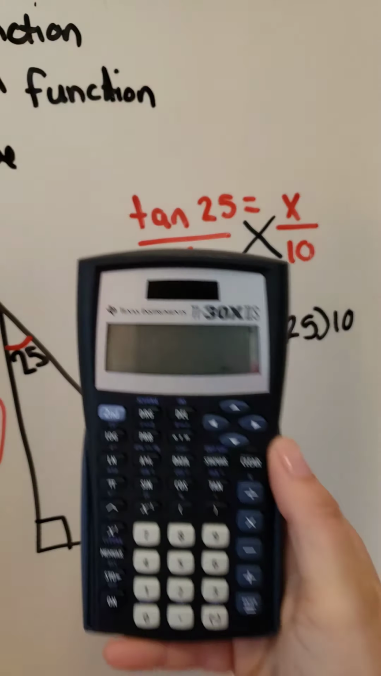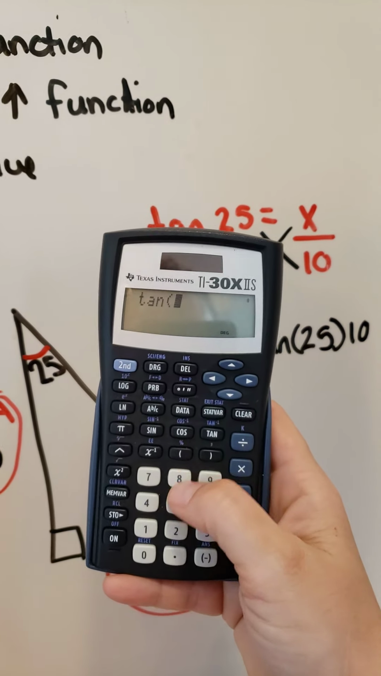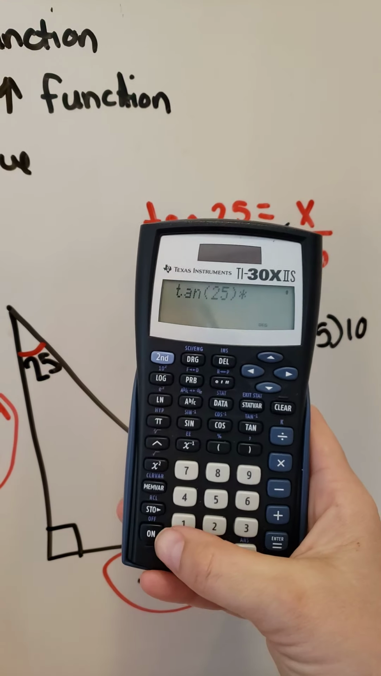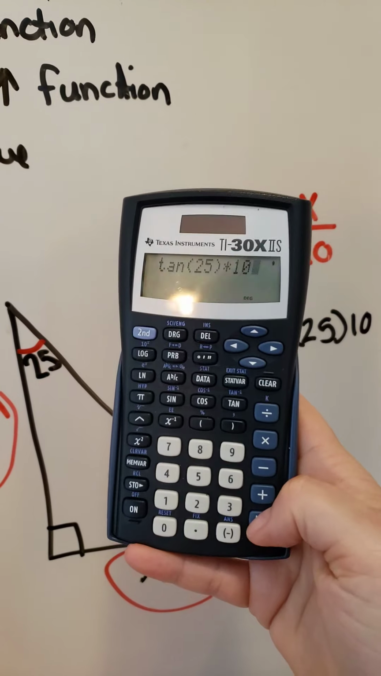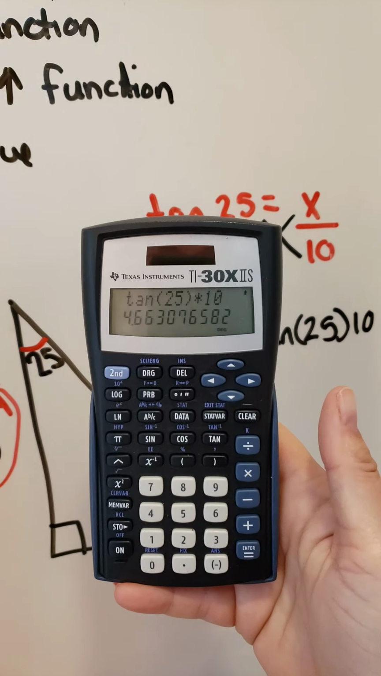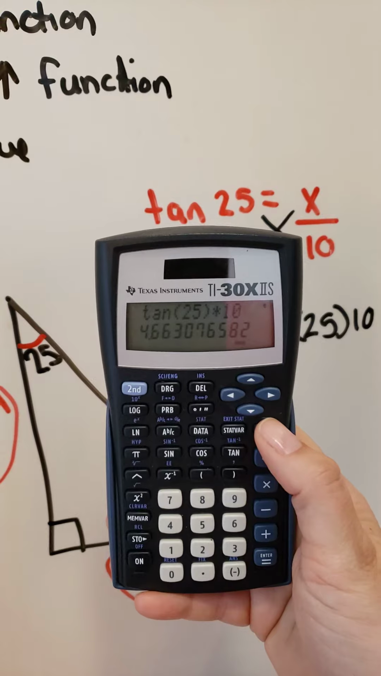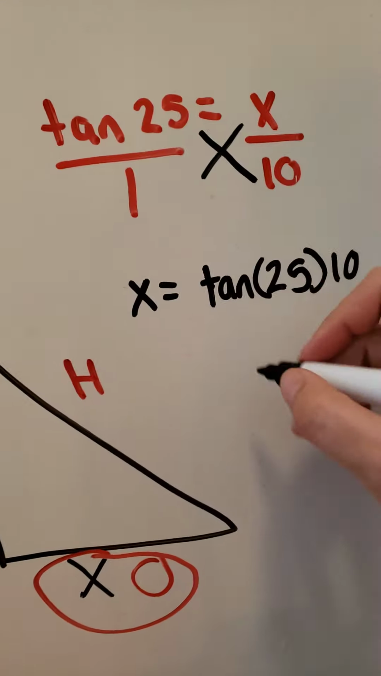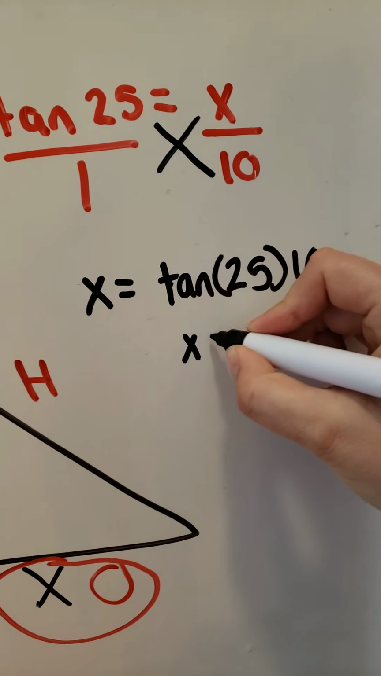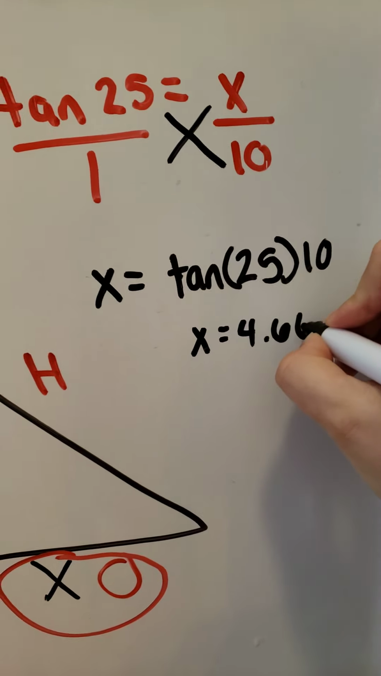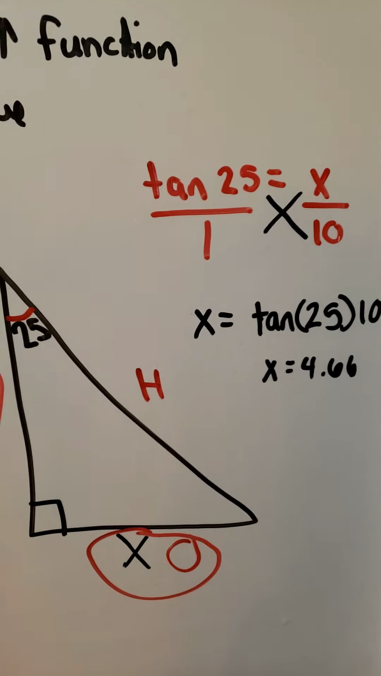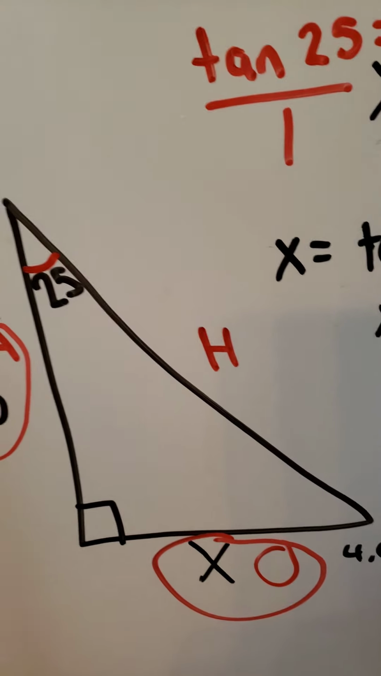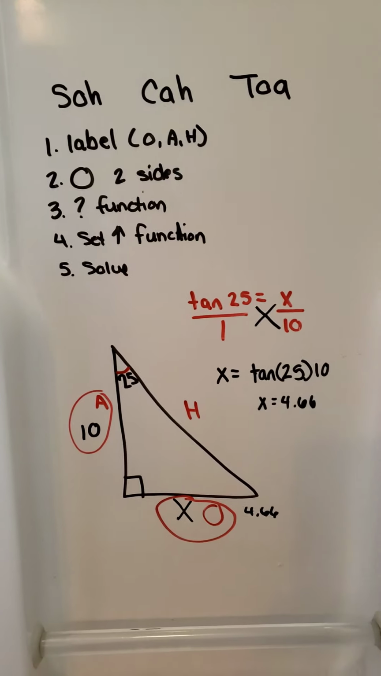Okay. And then we are just going to take our calculator. Let's clear this out here. And we're going to type in tangent 25, close my parentheses, times 10. Enter, and you get 4.66. Now we're going to round to the nearest hundredth, so we're going to leave that as 4.66. Okay, x equals 4.66. All right, and that means that this value down here is 4.66.